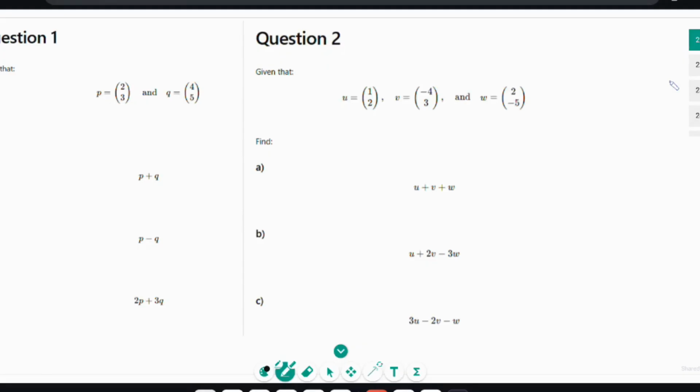Okay, maybe have a go at these couple of questions. Pause the video and press play when you're done, just to see if you got them right. Okay, the first question here, we're doing P plus Q. So P plus Q. Our resultant vector is (6, 8).